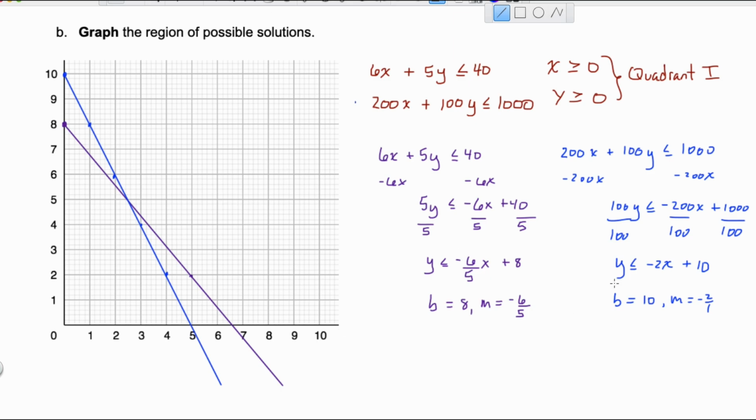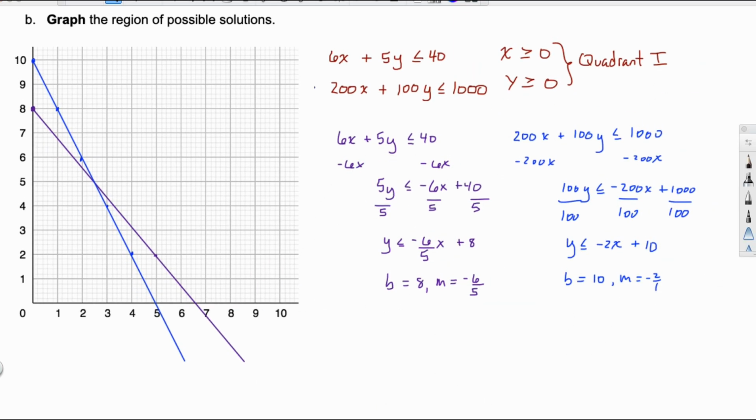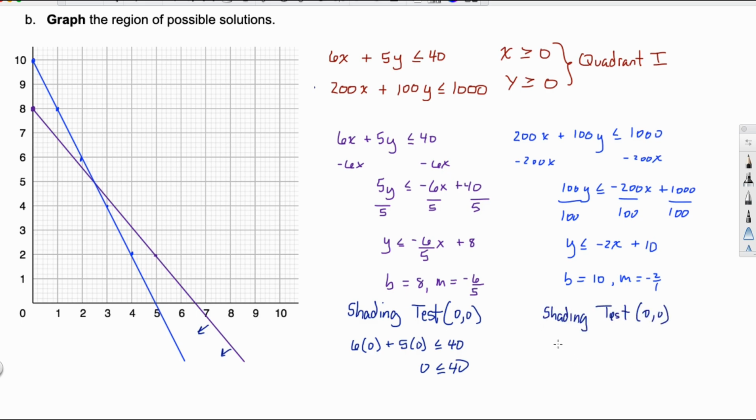We need to determine our shading. So we can put in a test point. (0, 0) should work for both. And we'll see that (0, 0) does work for both linear inequalities. So we're going to be shading in this bounded region between the x and y axes and these lines. Our lines are solid because the inequality is less than or equal to.